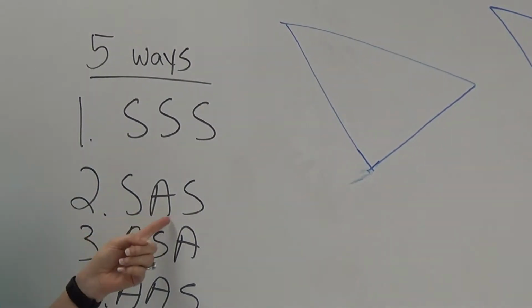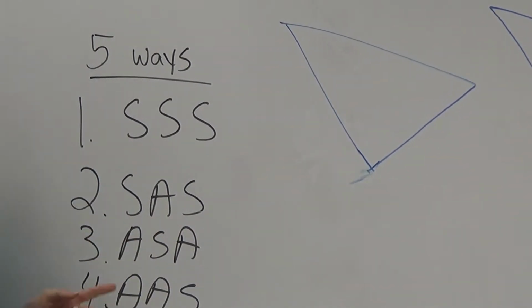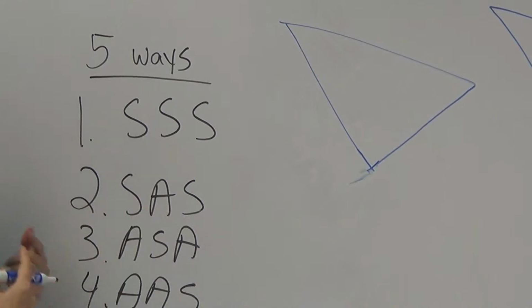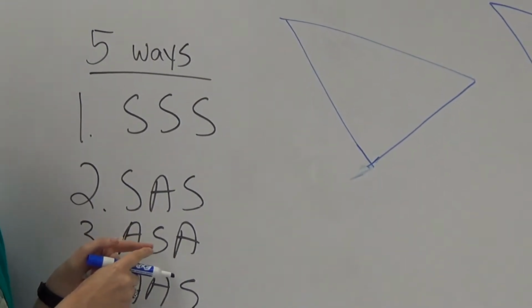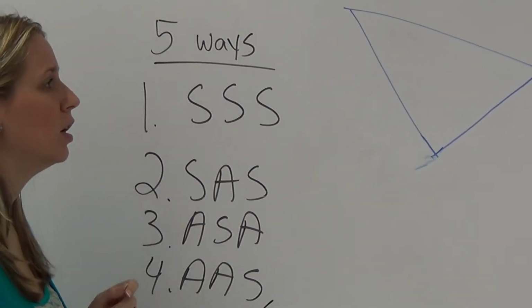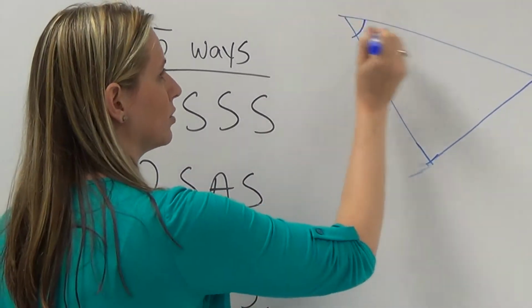Similar to side, angle, side, except for the exact opposite. Instead of 2 sides with an included angle, now it's 2 angles with the included side. And again, the included means it has to be between the 2 congruent angles. So let's put some congruent angles on here.